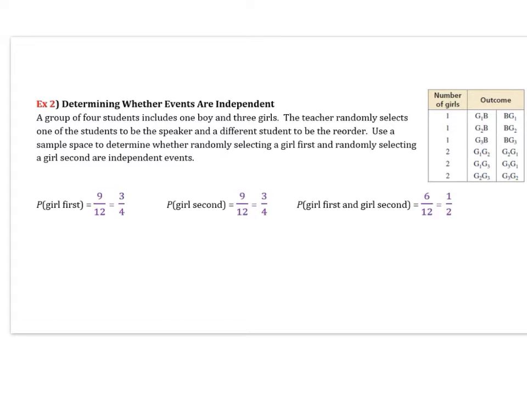How about the girl first and then the girl second? So that would be 1, 2, 3, 4, 5, 6 out of a possible 12, simplifying to 1/2. So to determine whether these are independent, we want to see that 3/4 times 3/4 equals 1/2. And it does not. So these are not independent events.